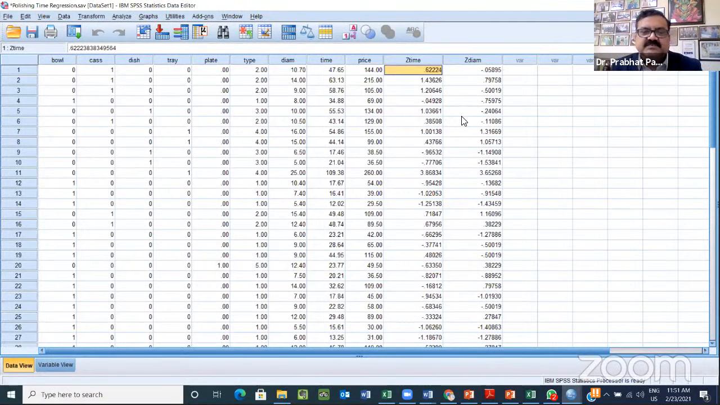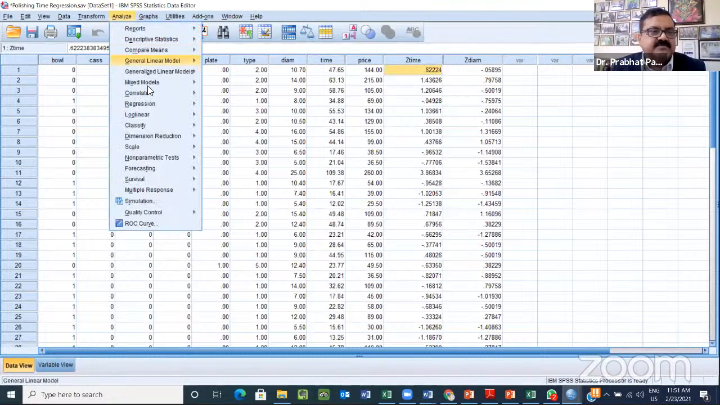So vis-a-vis, if you want to compare what is the histogram that you're going to get between time and diameter, the original data, and what is the histogram you're going to get between the jet time and jet diameter. If you compare these two histograms, you will find that this histogram may be lopsided, but this histogram will not be lopsided. It's going to be a perfect normal distribution. So that's the beauty of jet transformation.